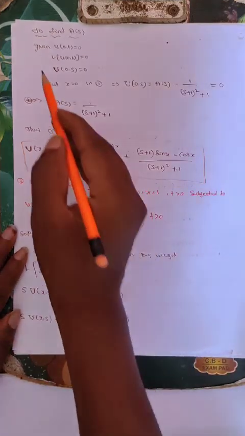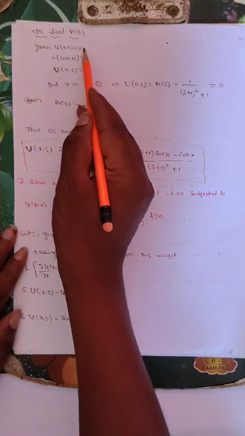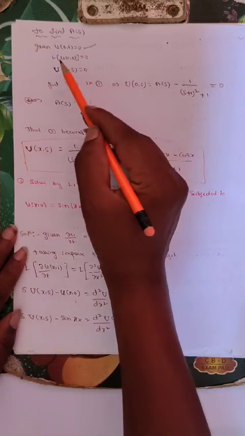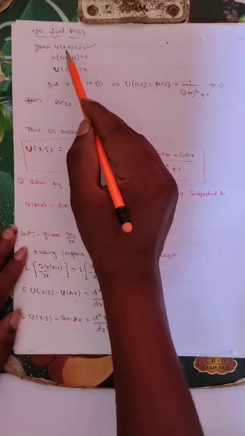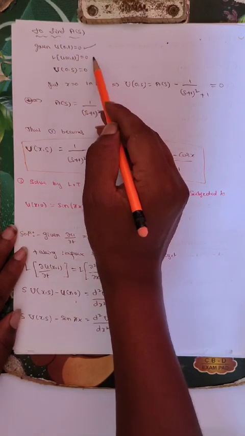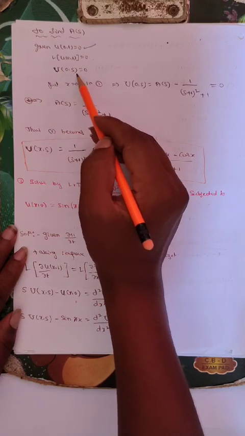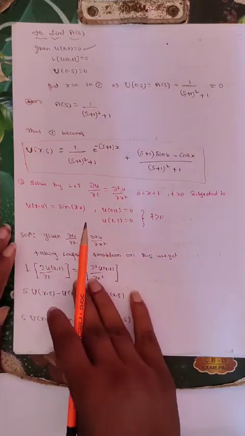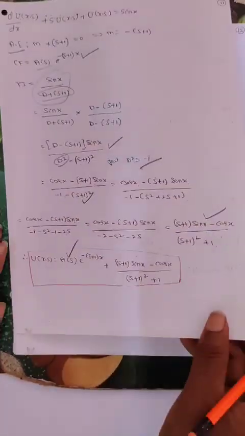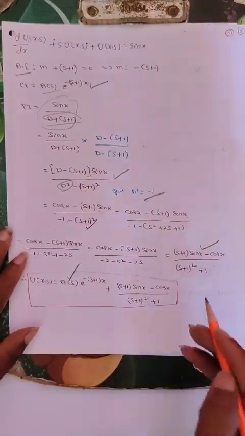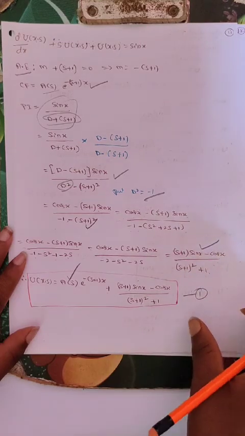To find A(s), u(0, t) = 0 is given. This condition is given in the problem itself. So for this apply the Laplace transform. L of u(0, t) equals 0, and L of u(0, t) is capital U(0, s). So here put x = 0 in equation 1. This is equation 1.